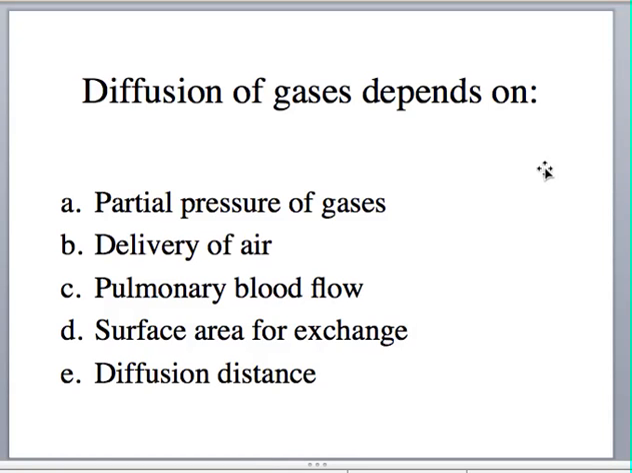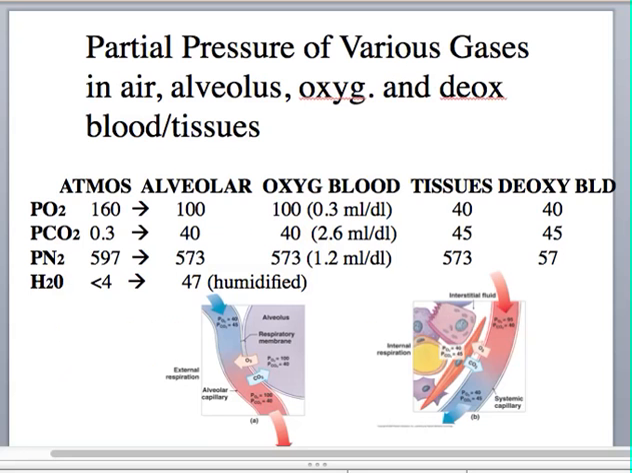So diffusion depends upon the partial pressure of gases, the delivery of air to the lungs, the pulmonary blood flow, the surface area for exchange, and the diffusion distance. We'll start talking about the partial pressure of various gases in the air, the alveolus, in oxygenated and deoxygenated blood, and your tissues.